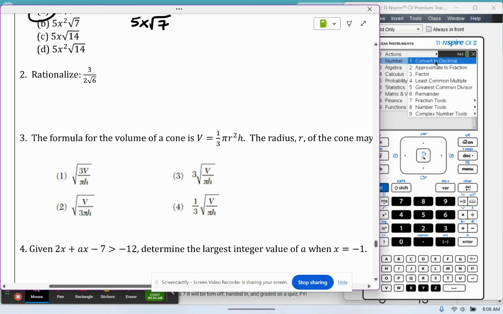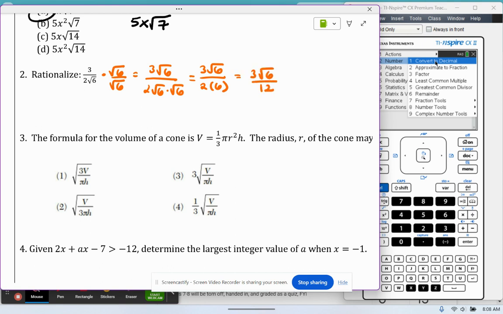What's the square root in the denominator? 6, right? So I'm going to multiply both the numerator and the denominator by the square root of 6 over the square root of 6. When I multiply fractions, I do numerator times numerator, so 3 times the square root of 6 over denominator times denominator. I would get 2 radical 6 times radical 6. What do you know about radical 6 times radical 6? 6, right? So I'm going to have 3 radical 6 over 2 times 6. This becomes 3 radical 6 over 12.